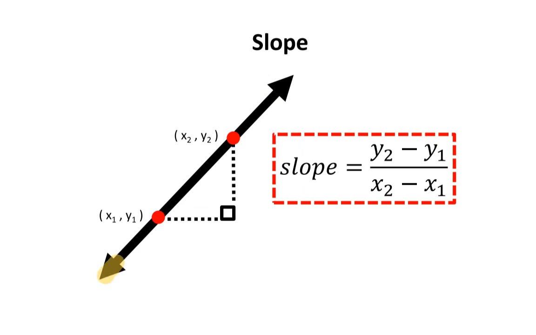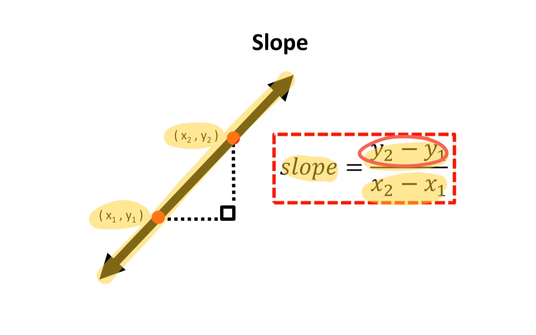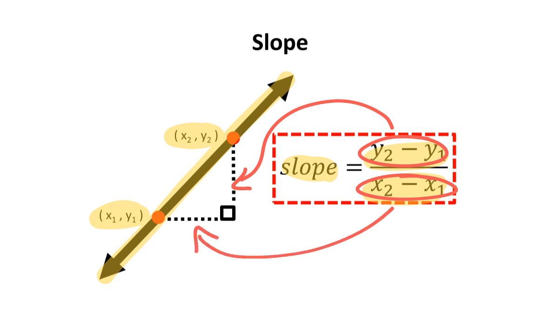You can also find the slope of a line if you know the coordinates or address of 2 points on that line. Slope would then be equal to y2 minus y1 over x2 minus x1. y2 minus y1 is actually just another way to find the rise of this triangle, and x2 minus x1 is just another way to find the run of this triangle.